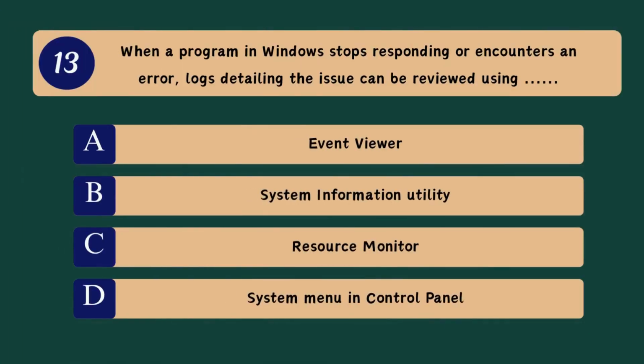Question 13. When a program in Windows stops responding or encounters an error, logs detailing the issue can be reviewed using. Correct answer, A. Event Viewer.